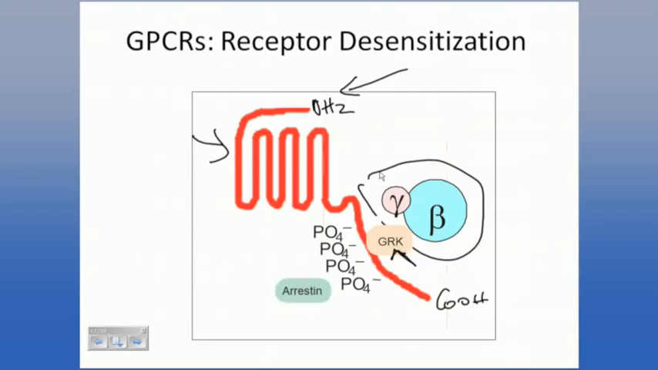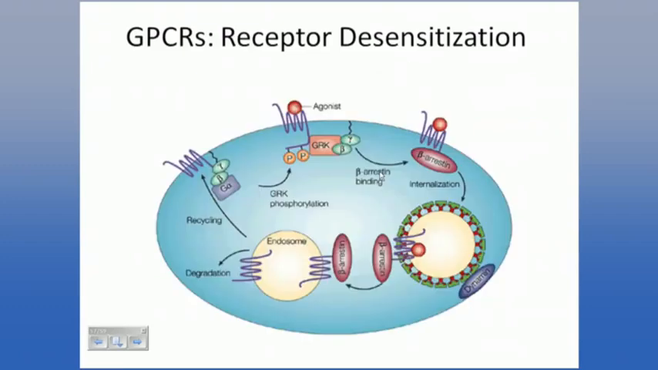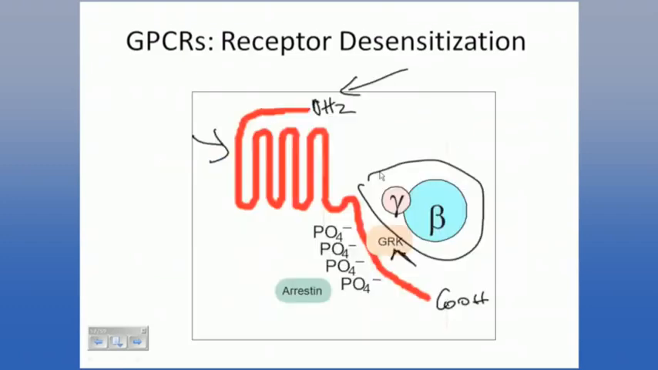And once arrestin is recruited to the protein, then you get an inability of this association between the carboxy tail and the subunit to occur. Once this association can't occur, then the ligand loses its affinity for the NH2 terminus of the G protein coupled receptor, and the effect is lost.